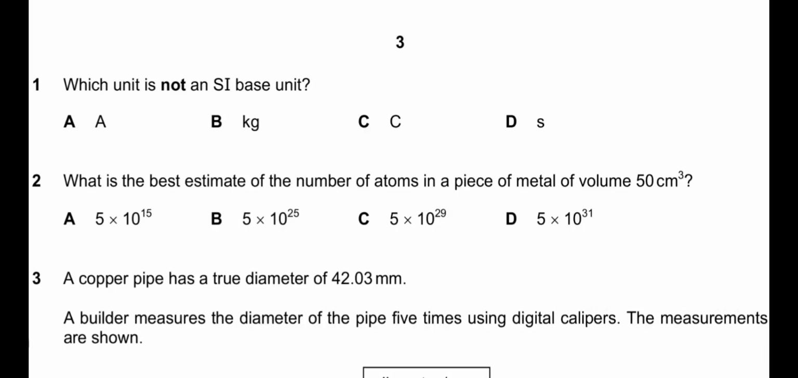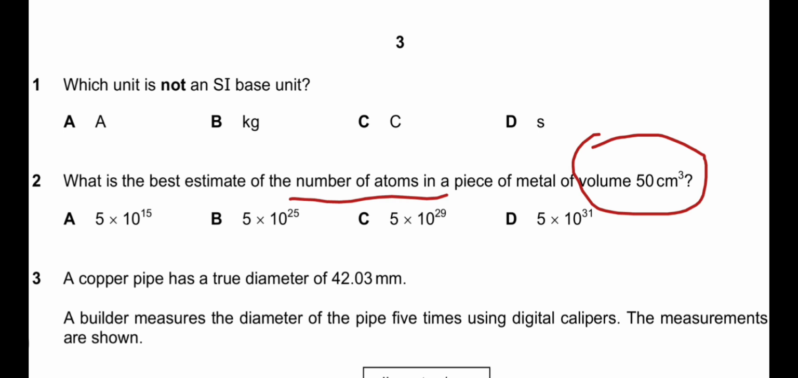Okay, moving on to question number 2. The question is saying, which is the best estimate of the number of atoms in a piece of metal of volume 50 cubic centimeters? Now, these MCQs are very tricky and they've been coming a lot in these past few years. They involve making reasonable estimates. Now, I've made a video about how to make some estimates. You can check that in my channel. But it's very important to understand that there is no particular formula for answering these questions. You just have to tackle them as they come.